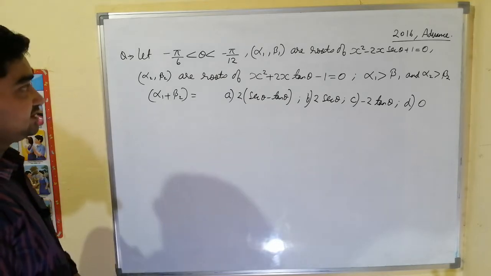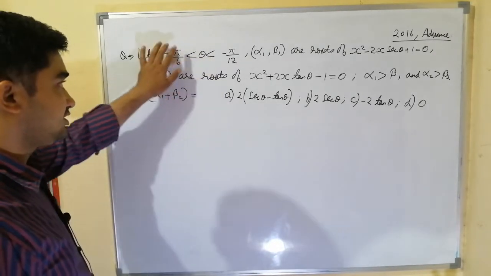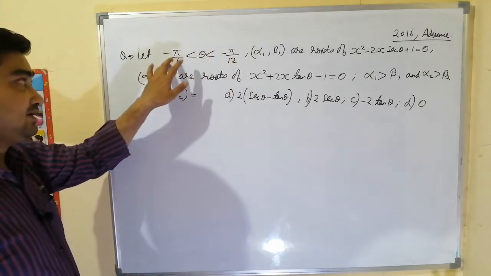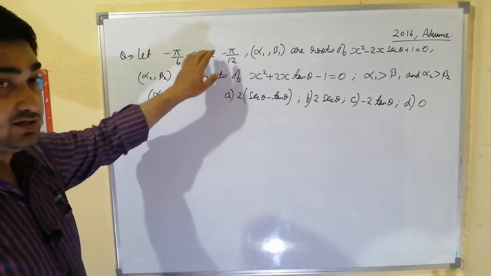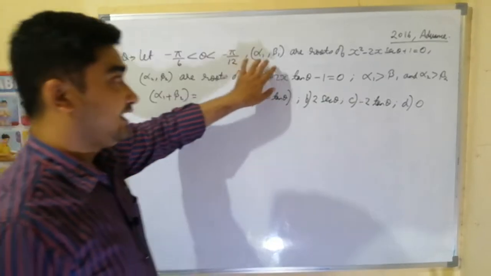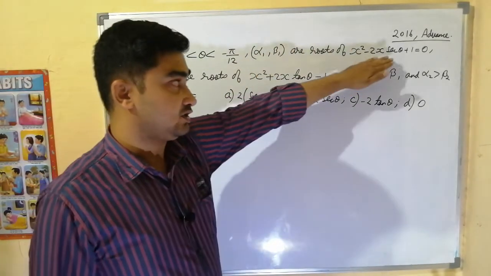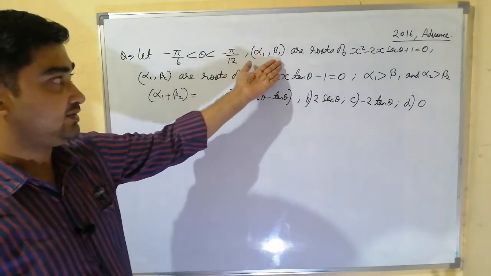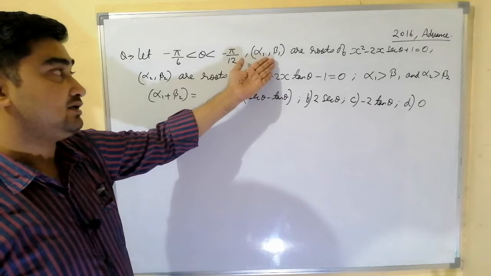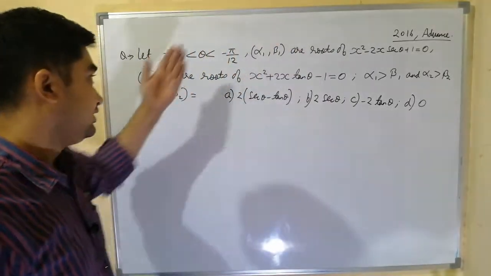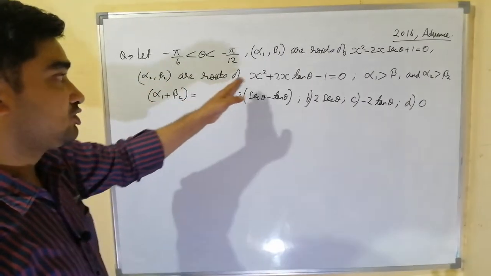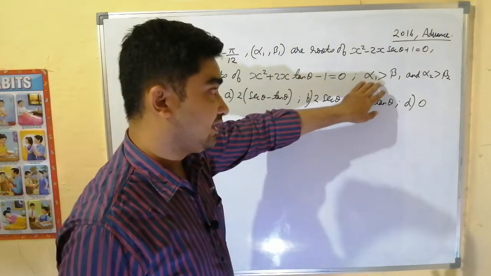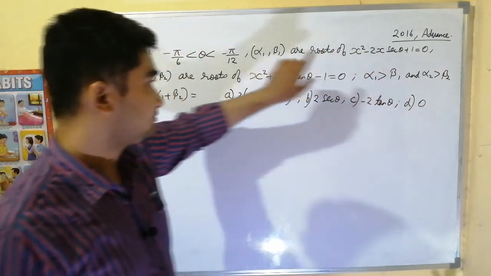In this problem it is given that theta lies between minus pi by 6 and minus pi by 12. It is in the fourth quadrant. Alpha 1 and beta 1 are the roots of this quadratic equation. A quadratic equation is given and we have been given that alpha 1 and beta 1 are its roots. Then alpha 2 and beta 2 are the roots of another quadratic equation, and it is given that alpha 1 is greater than beta 1.